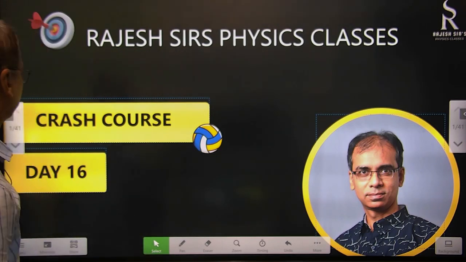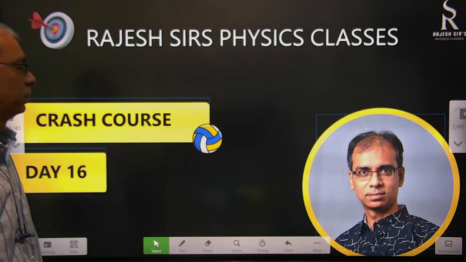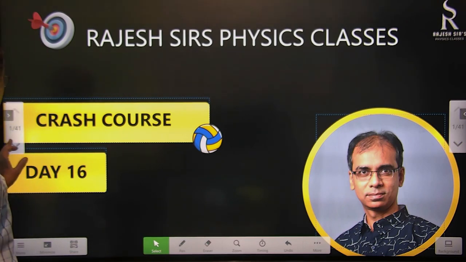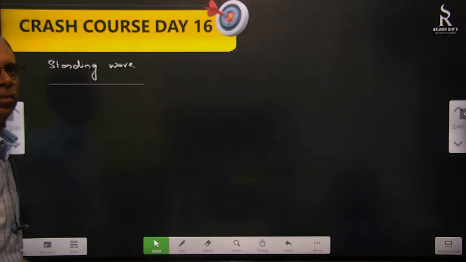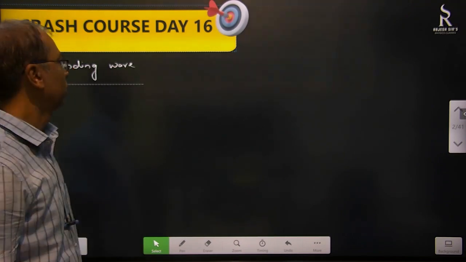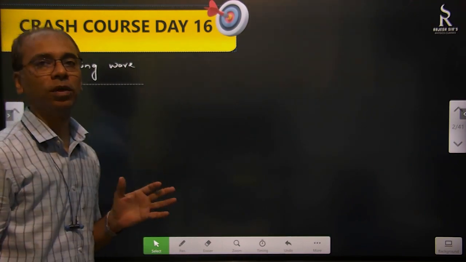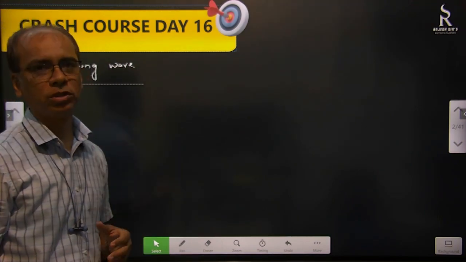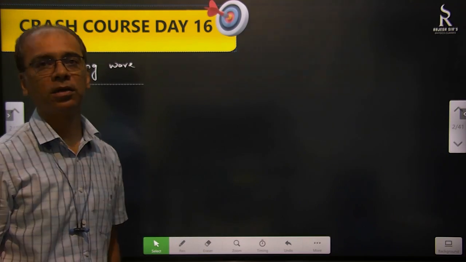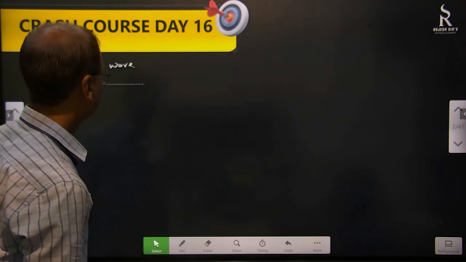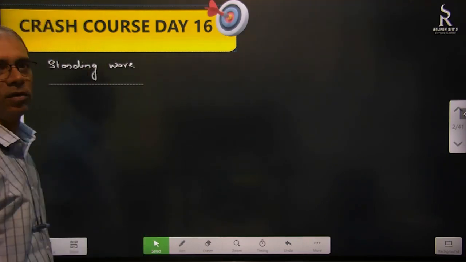Right. Okay. So, let's finish waves today. What is remaining? A small portion is remaining now. We were discussing standing waves yesterday, and a standing wave is what we get when two similar waves are coming from two opposite sides and they interfere, or their superposition happens.